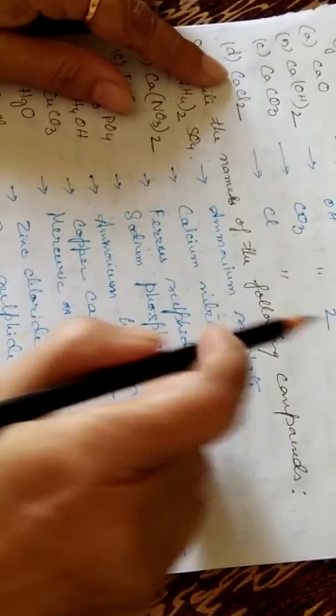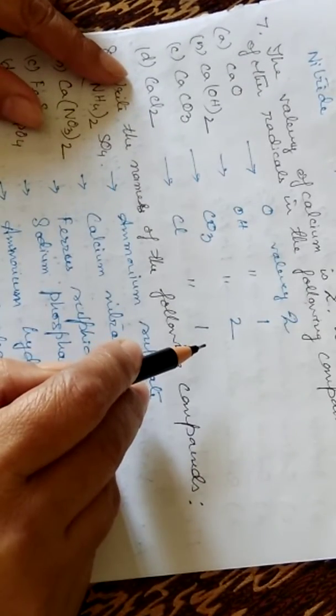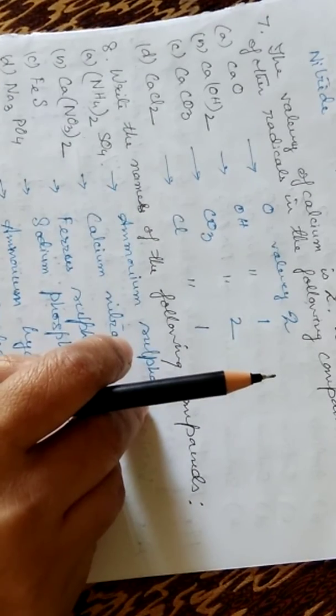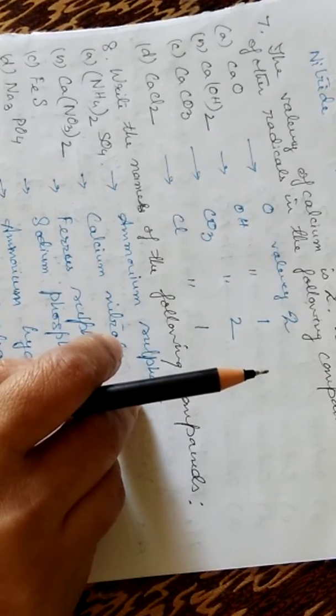Okay. Write the names of the following compounds. If you don't understand, if you have any problem, please refer to my text video. You can get a better clarification there. I have set an example over there. 2-3 examples are there. You can understand from that.